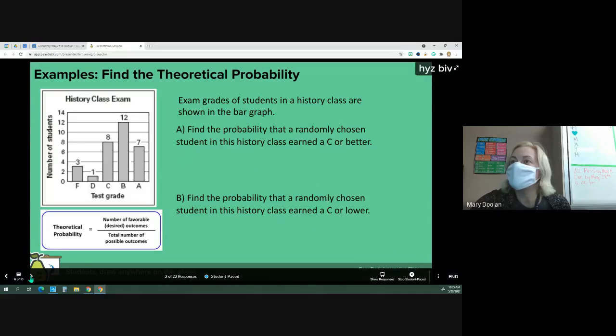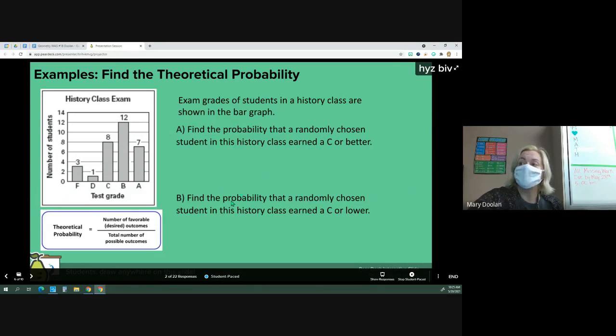Okay, so slide 6. Another example of finding theoretical probability. And so exam grades of students in a history class are shown in the bar graph over here. So along the bottom, we have the letter grade, and then it shows us how many students have that grade for each letter grade. And the first thing we're going to do is find the probability that a randomly chosen student in the history class earned a C or better.